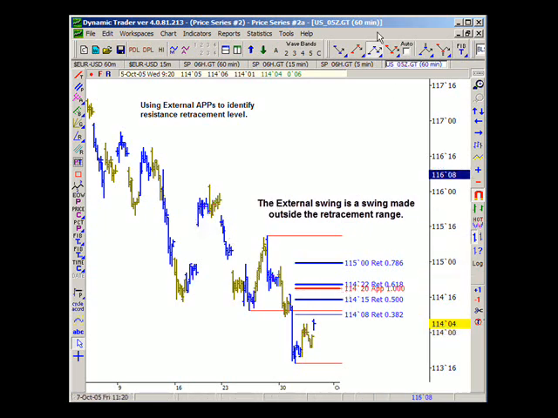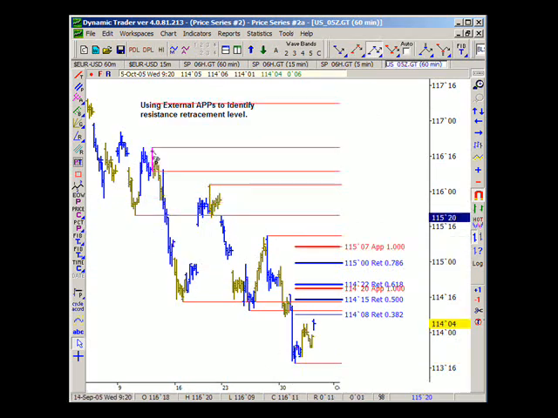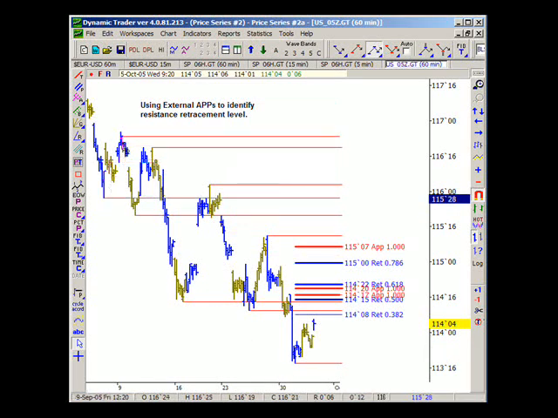Now let's do two or three more external, not retracements, but alternate price projections. And then we'll see how we use them all to find a little zone that's going to give us the high probability target for the counter trend high.